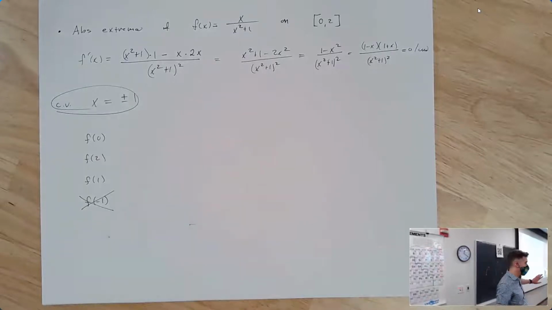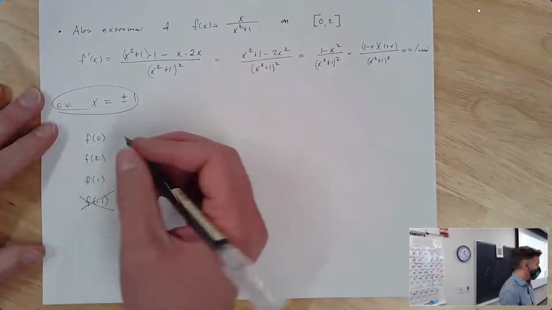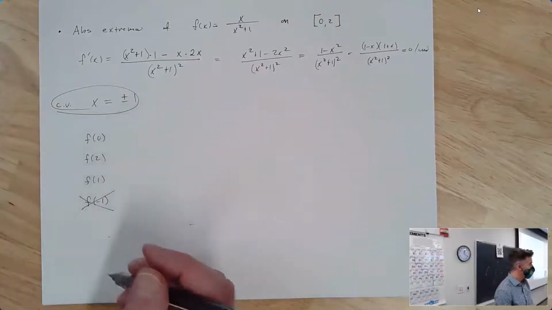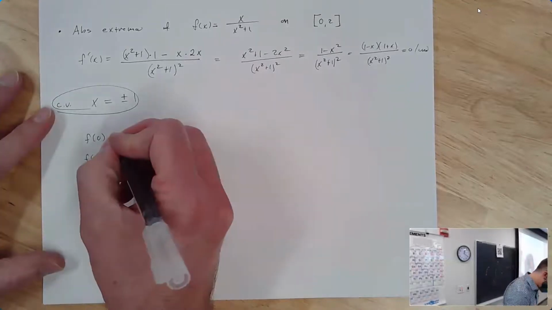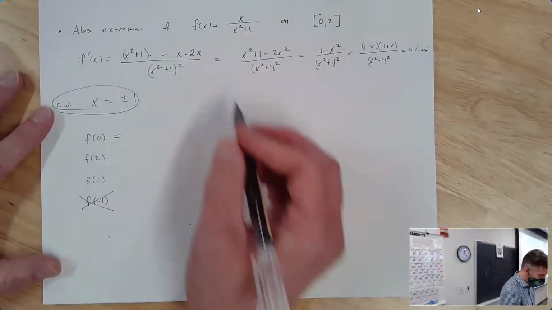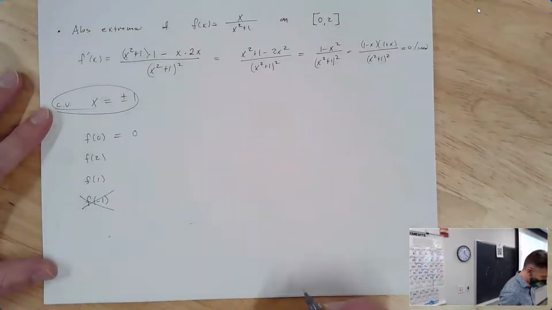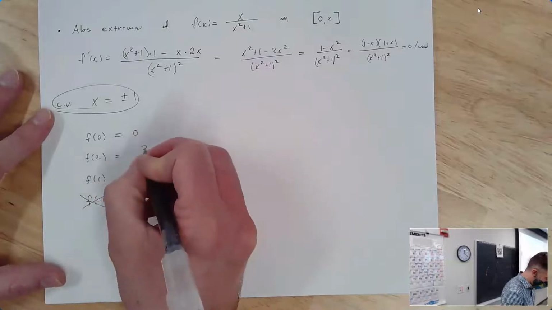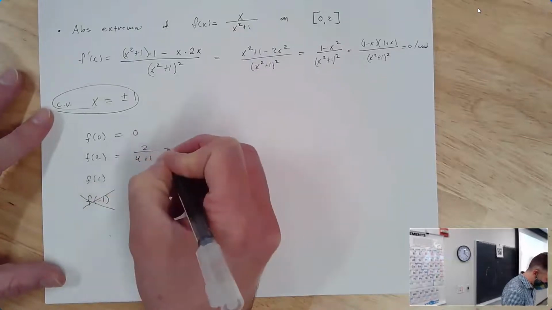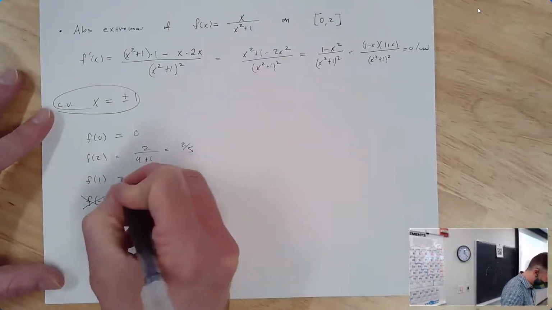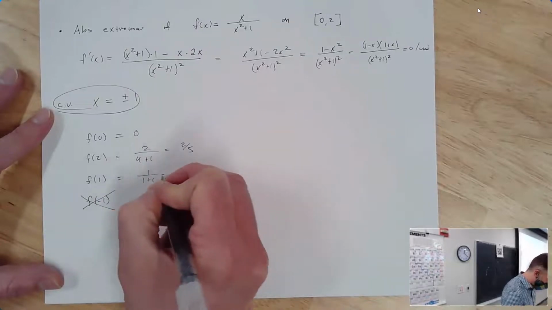Forget about it. It's not important. At least if I was writing a test question, I would write it so that there was one that wasn't in the interval. So then we're going to plug these into the original function. F of 0 is going to be 0. F of 2 is going to be 2 over 4 plus 1. And f of 1 is going to be 1 over 1 plus 1.